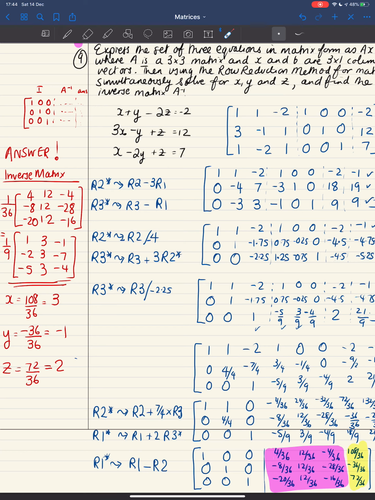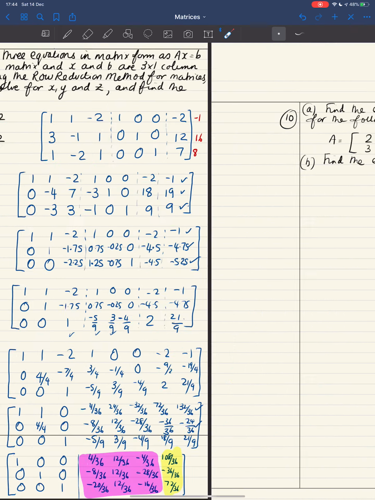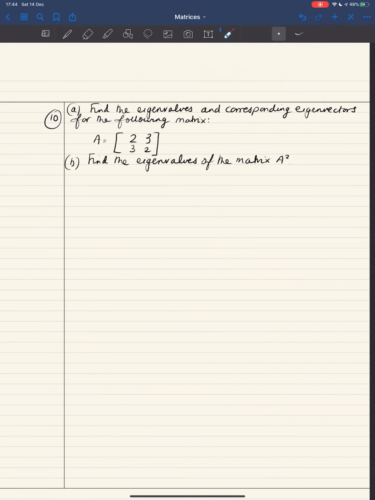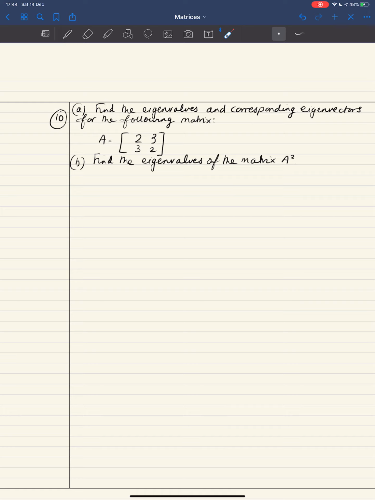And that will do for that one. Right, sorry about that. Well, not sorry, it's just what it is, but it wouldn't be in an exam. Right, number 10. This one would be in an exam because it's a nice question.